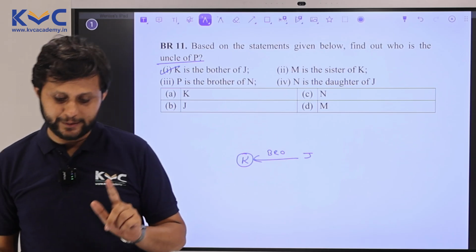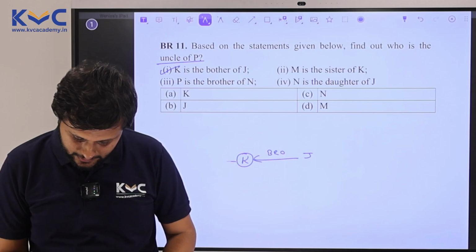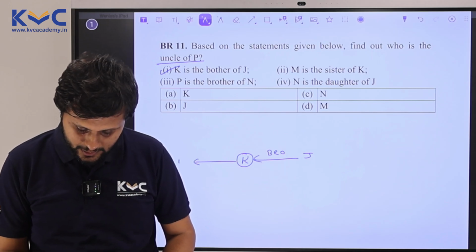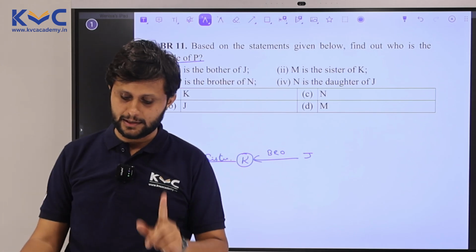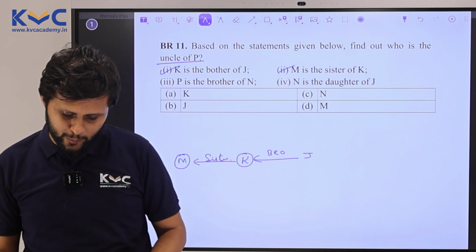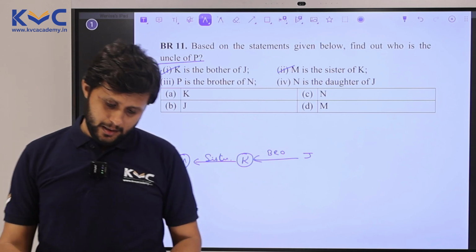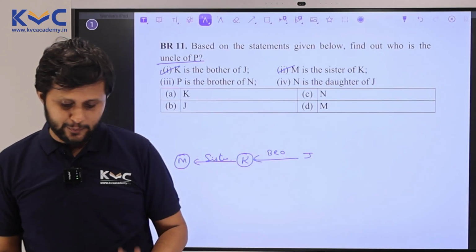M is sister of K. M is sister. So here M is there and I'll write sister over here. M is sister of K. This condition is done. P is brother of N. P is not there, N is not there. Okay, I'll leave that for the time being.